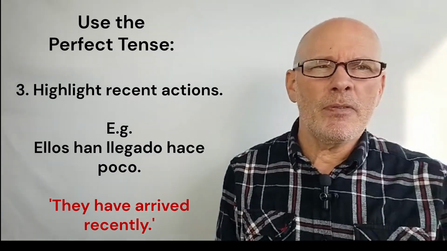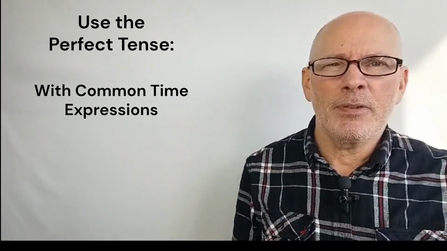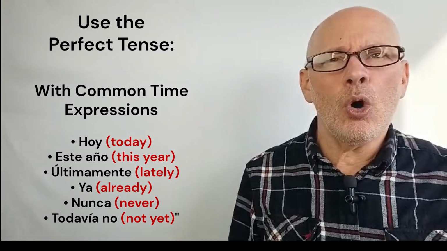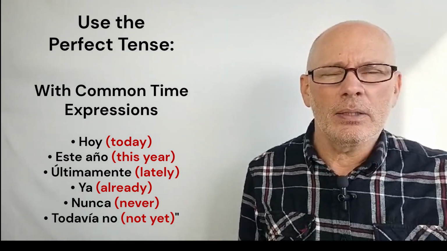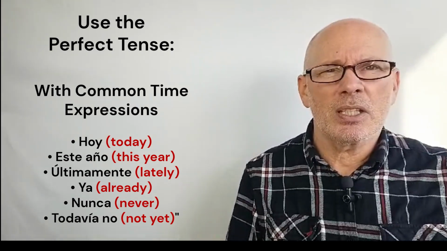Now, the perfect tense is often used with certain very common time expressions that connect the past to the present. So, to make your sentences more natural, you can use these time expressions with the perfect tense. For example, if you want to talk about a completed action and you say hoy, today, and you are already in today, then the perfect tense would be good for that. Similarly with este año, or últimamente, or ya, or nunca, or todavía no, because all of these common time expressions connect the present to the past.